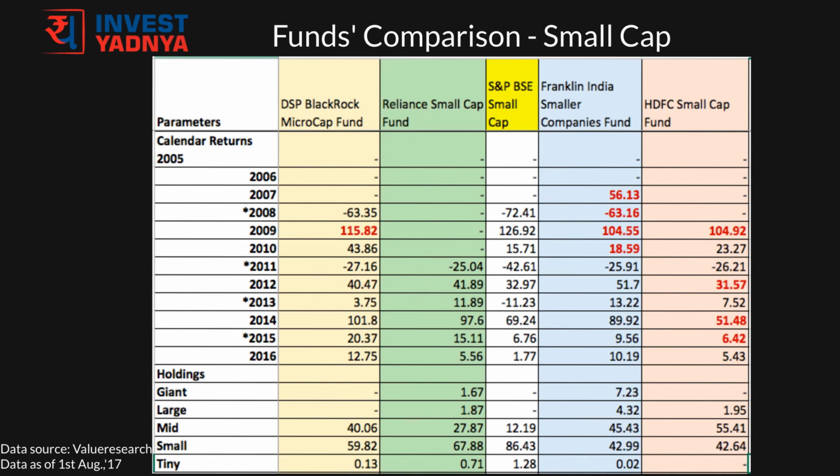DSP BlackRock Microcap Fund has been one of the most consistent funds and has beaten the benchmark by around 10% in almost all the calendar years, except 2009. It was a year when the markets rallied, but when the markets moved down in the years 2008, 11, 13 and 15, it was able to control its losses way better than that of the benchmark.